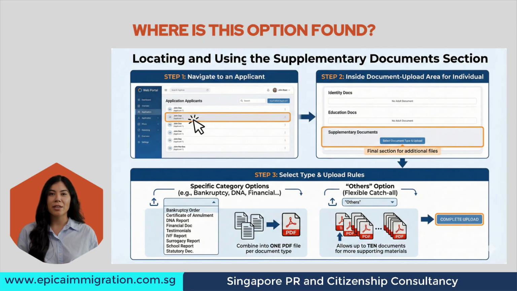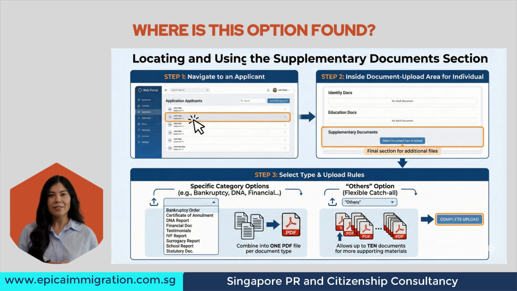You can find this option under each person included in your application. When you are in the document upload area for that individual, you will see a final section called Supplementary Documents. In that section, you can select a document type and upload the relevant file. The typical document type options shown include bankruptcy order, certificate of annulment of marriage, DNA report, financial-related document, testimonials, IVF report, surrogacy report, school report, statutory declaration, and an Others option.